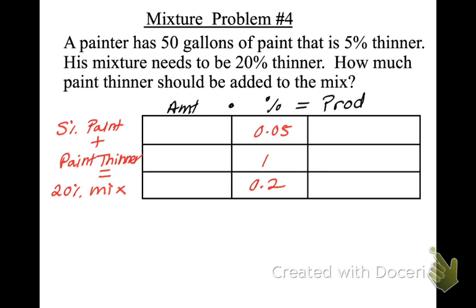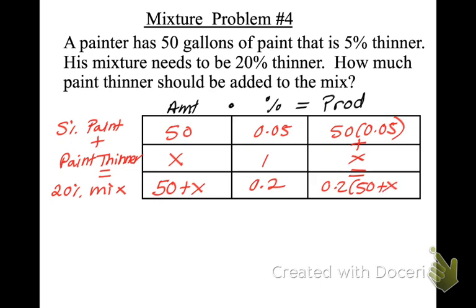Okay? Now, do we know how much of the 5% we have? 50 gallons. Okay, do we know how much paint thinner? Call it X. What's the total? 50 plus X. Good. Multiply across. 50 times 0.05 plus X equals 0.2 times 50 plus X. I'm going to erase and go to the PowerPoint.